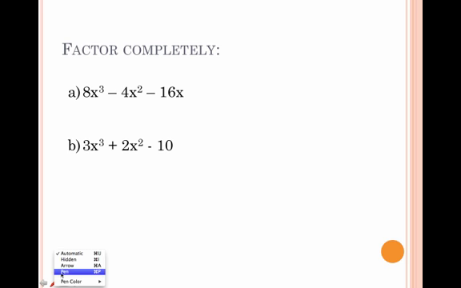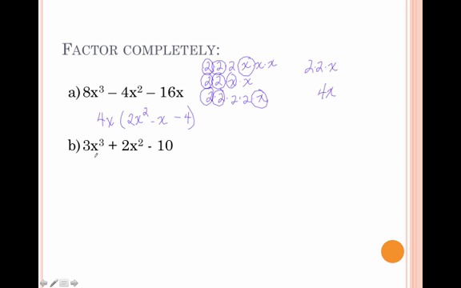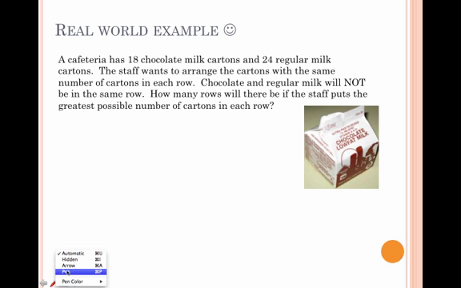Okay, here's your opportunity to try to factor completely. Pause your video, try this out, and see what you get. Notice here that I have no common factor between these three, so there is nothing I can do to factor at this point. Okay, so I know all you love real-world examples, so let's go.